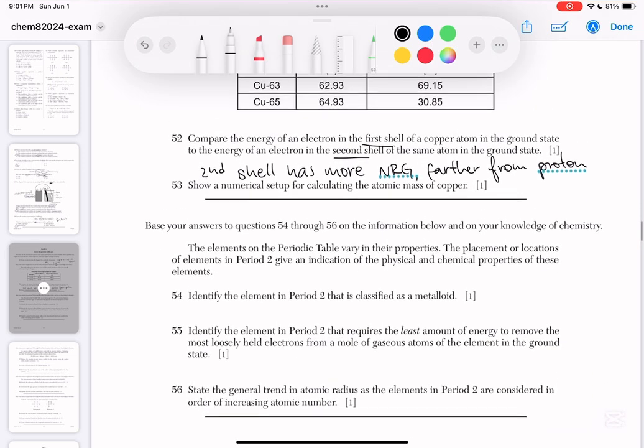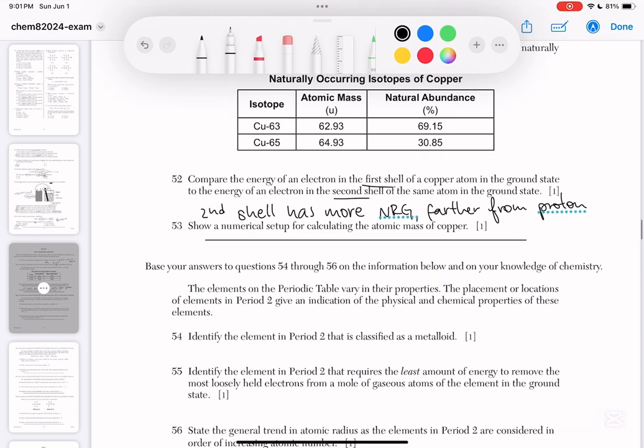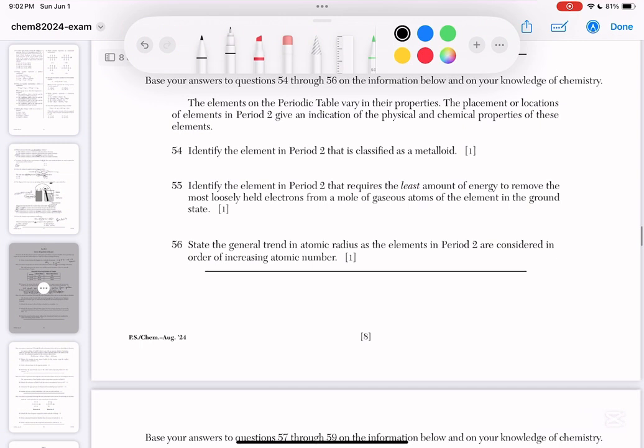The numerical setup. So you would do the atomic mass multiplied by the abundance as a decimal. So it would be 62.93 times 0.6915 plus 64.93 times 0.3085. Yep. And just a numerical setup, you don't have to solve.